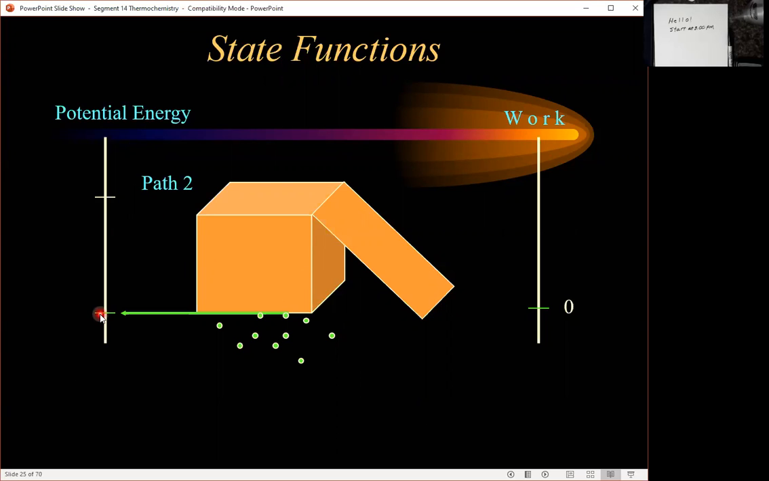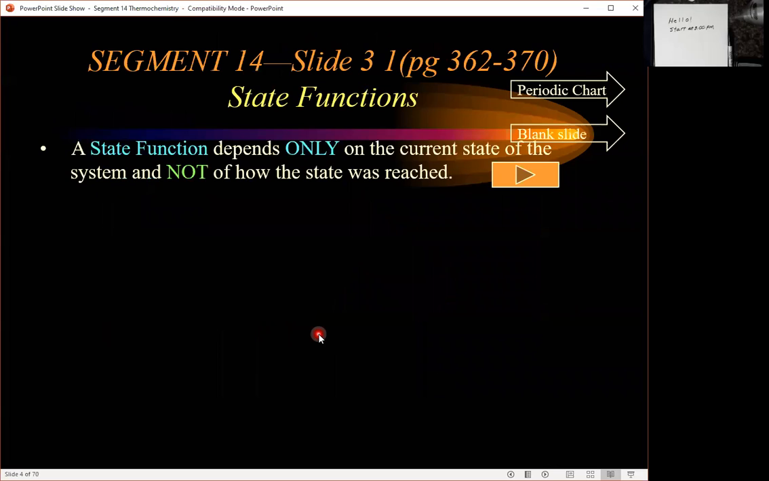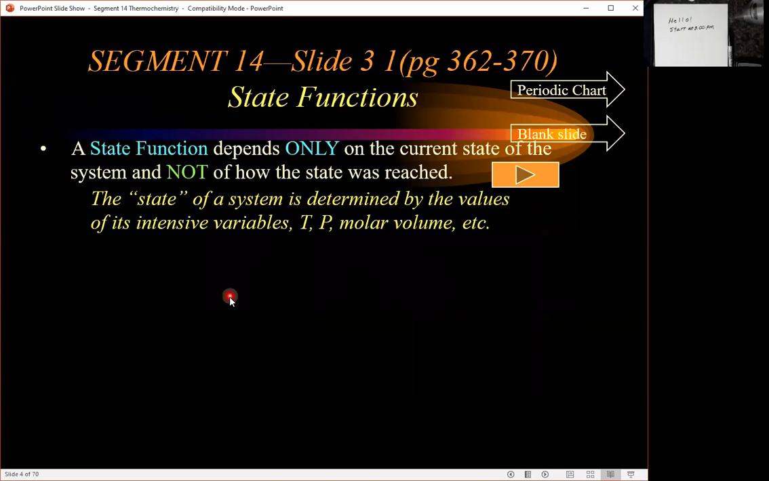The point is the potential energy change was the same. That's a state function, but the work is different. Work had a value going down the ramp, but it had no value when the object moved against no restoring force. So work is not a state function, but internal energy is.